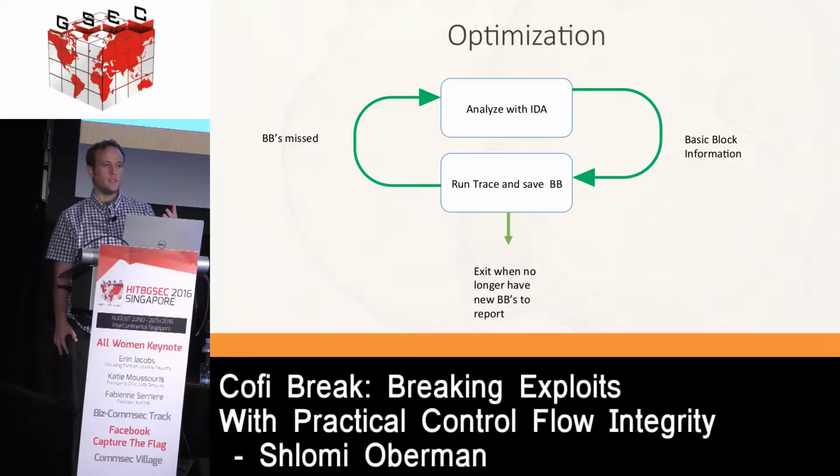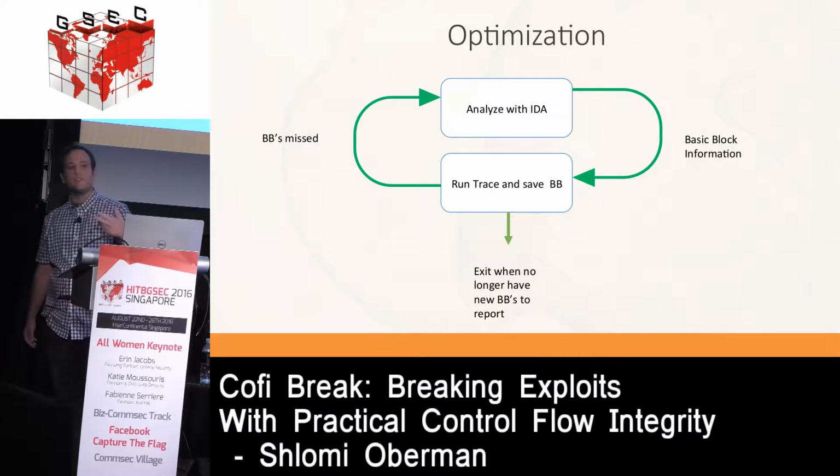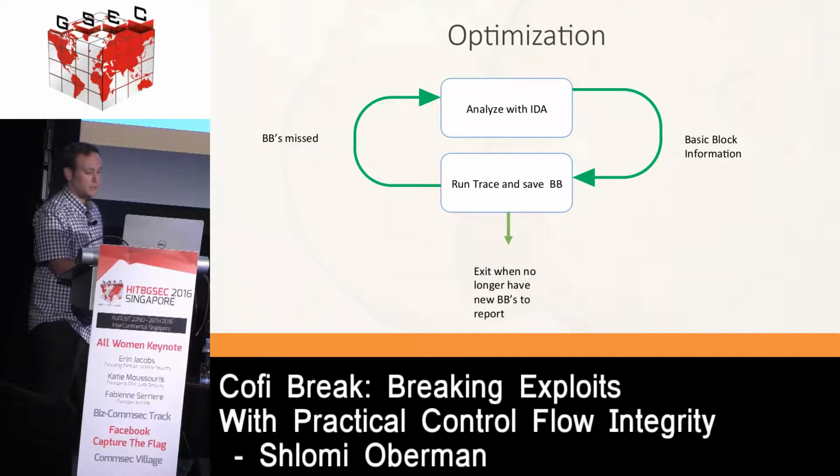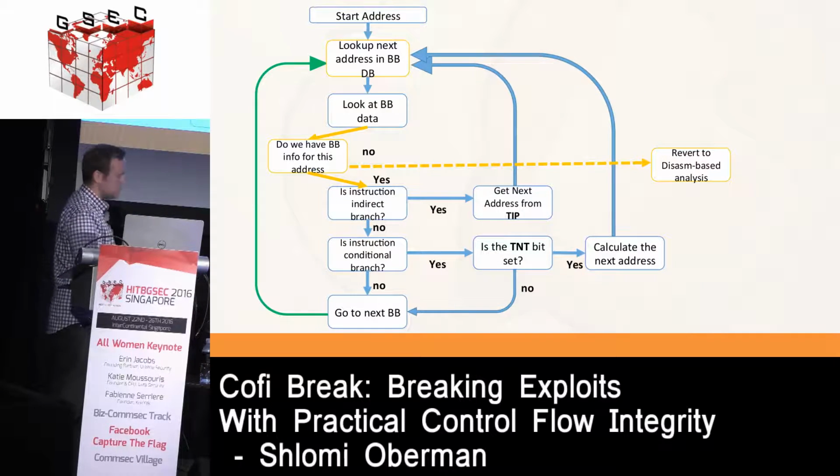So once again, we analyze the basic blocks in IDA. We start tracing the program. We see that we've missed some basic blocks, that the trace has arrived at addresses for which we don't have a basic block analysis. We feed this back into the IDA analysis in a loop until we no longer have any missing basic blocks. If we do this on enough PDF files, or enough files for the specific application, then we reach pretty good results.